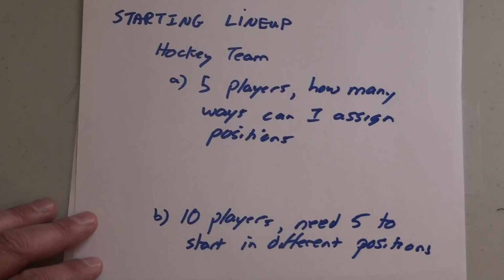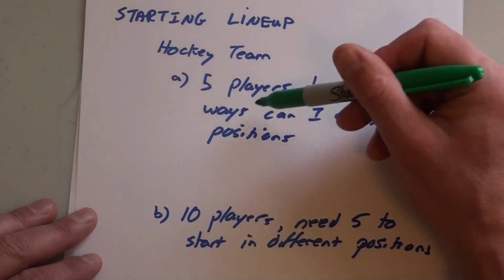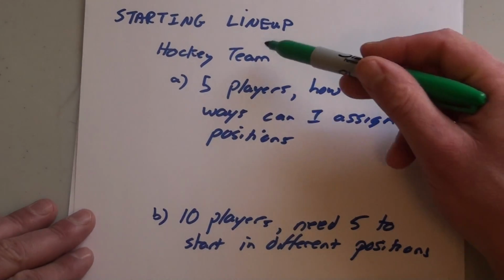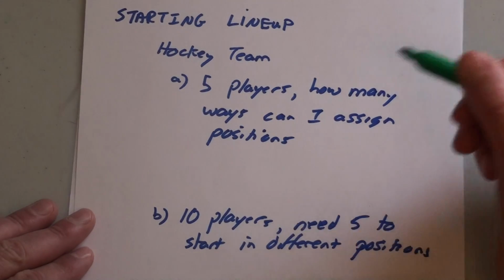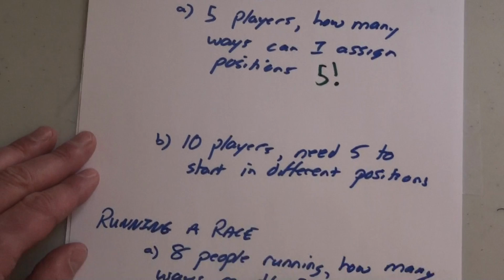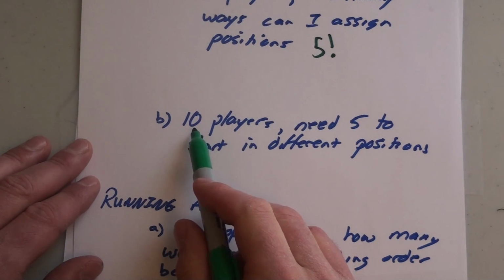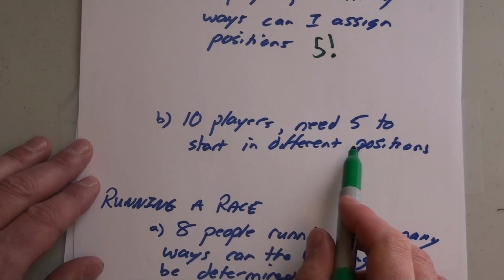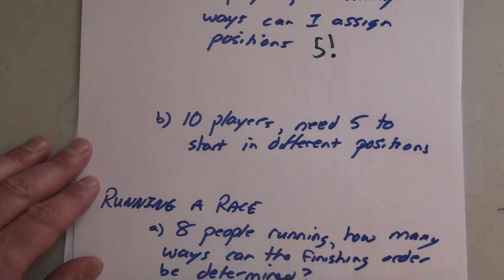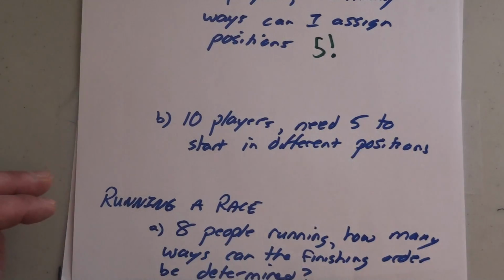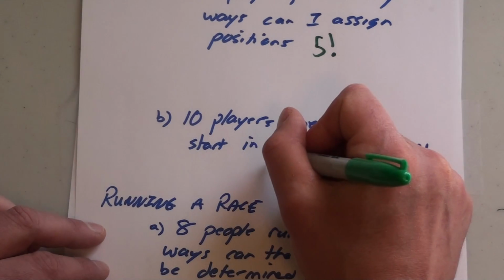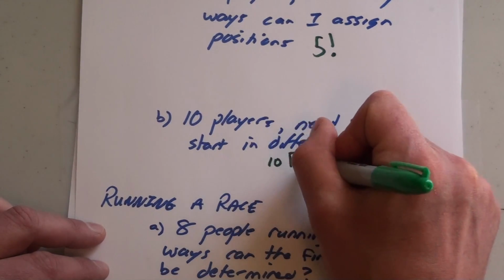Hockey team. There's 5 players. I want them assigned to different positions. I want to use all 5 players. How many different ways can I assign these 5 players to 5 positions? I'm using all the players. It'll be 5 factorial. Now I have 10 players, and I want to put them in the 5 different positions. Now I'm not going to be using all 10 players anymore. But once I put a player there, again, they're not going to be available for a new position. So I am doing a kind of a countdown. I have 5, 4, 3. But I have 10 players available, not using them all. So it'll be 10P5.